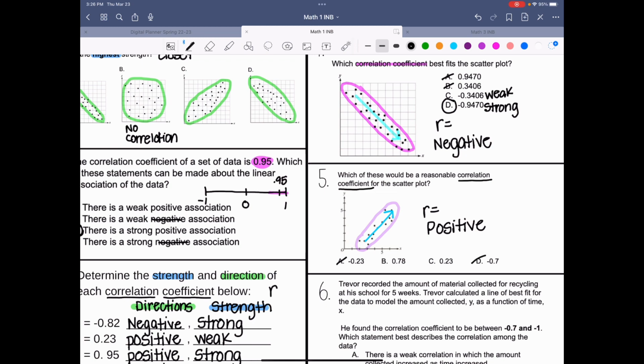And then I need to figure out, is it 0.87? So this is on the stronger side. And then 0.23 is weak. These are clustered together. They're close together. So I would consider this to be positive and strong.